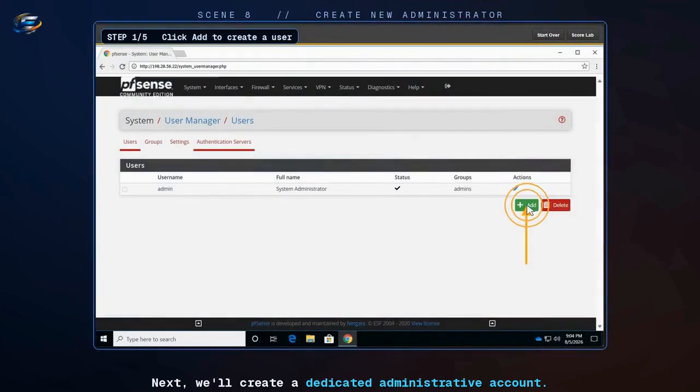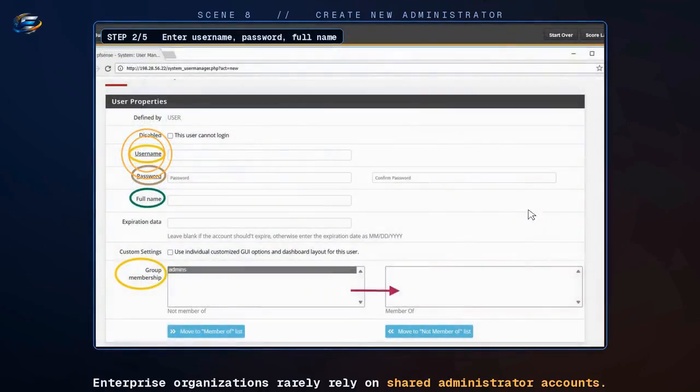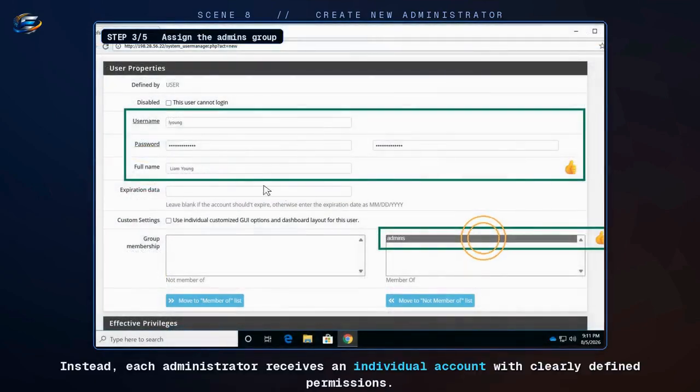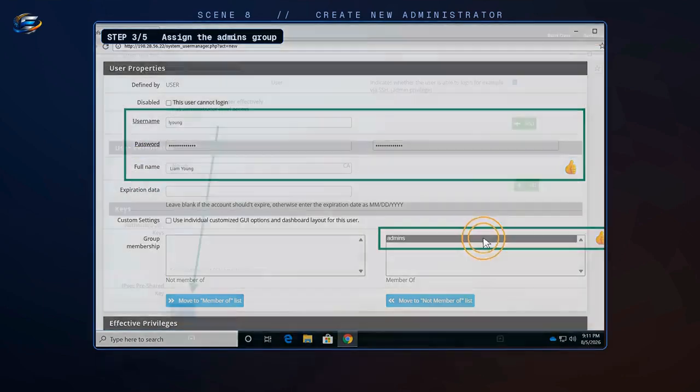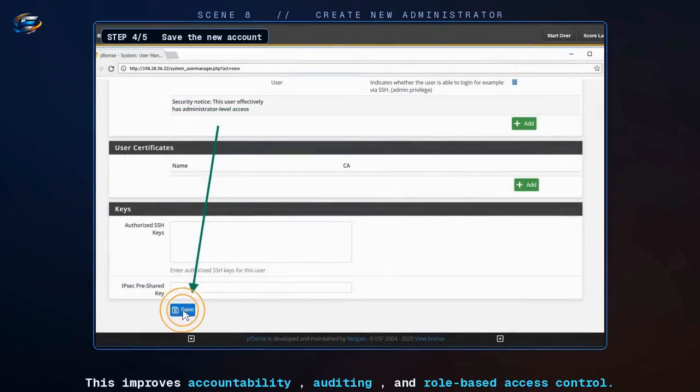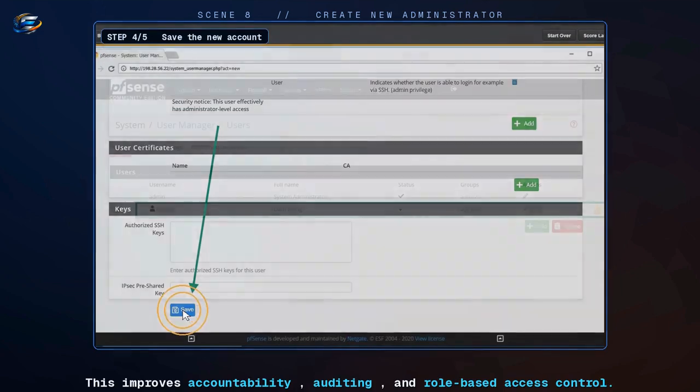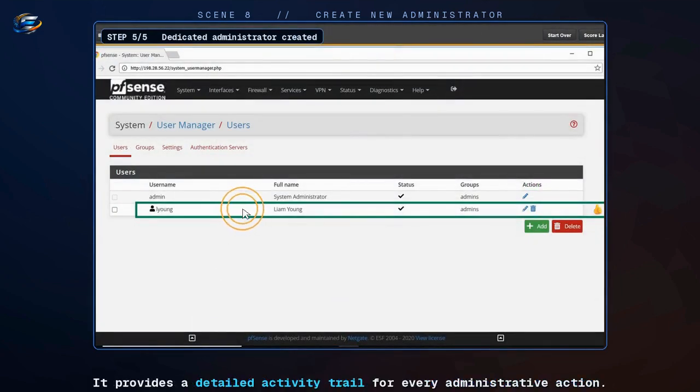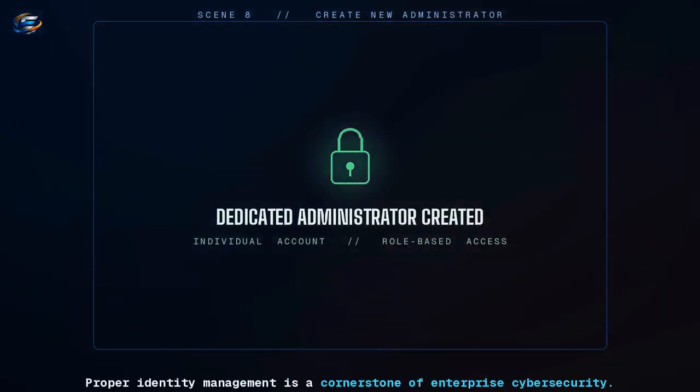Next, we'll create a dedicated administrative account. Enterprise organizations rarely rely on shared administrator accounts. Instead, each administrator receives an individual account with clearly defined permissions. This improves accountability, simplifies auditing, supports role-based access control, and provides a detailed activity trail whenever administrative actions are performed. Proper identity management is a cornerstone of enterprise cybersecurity.